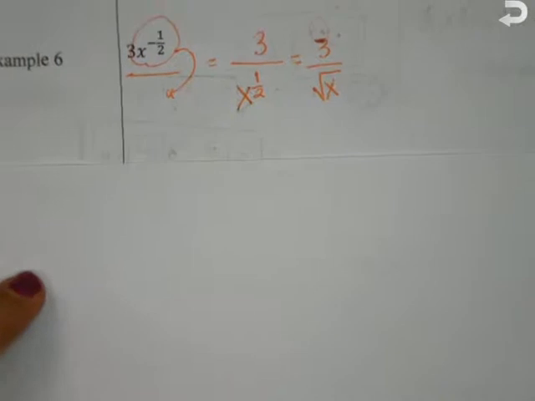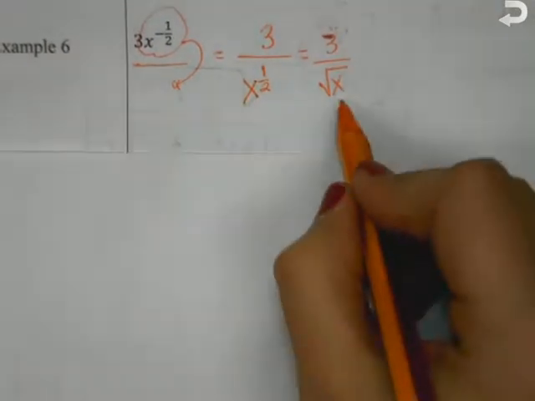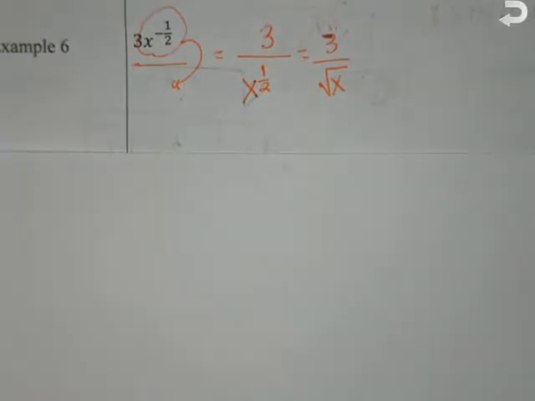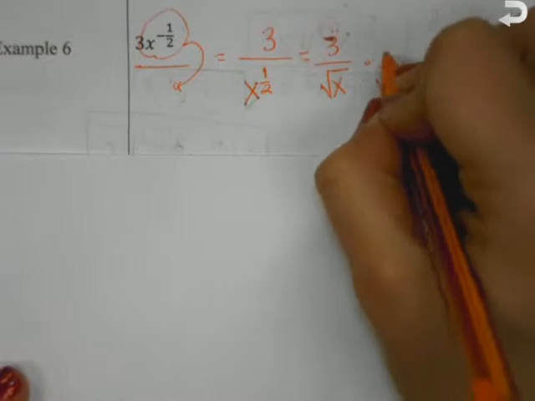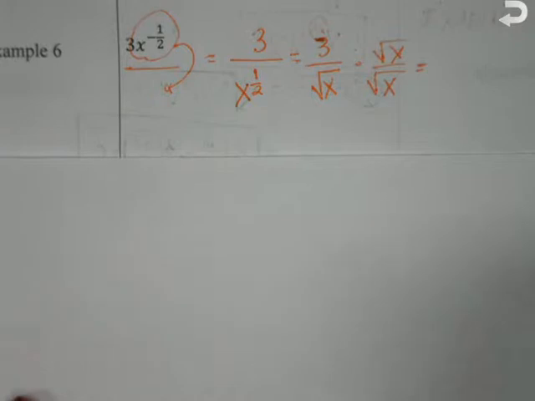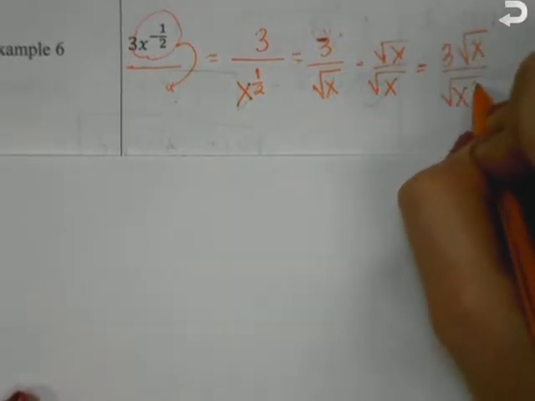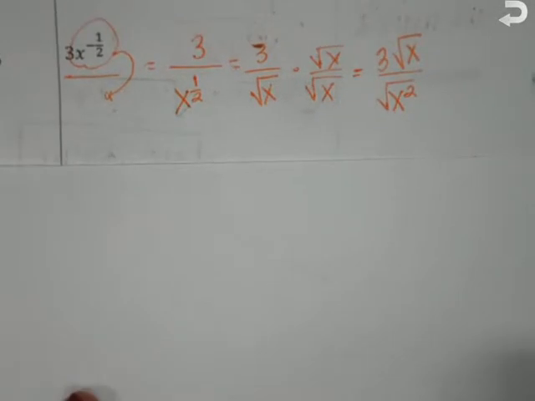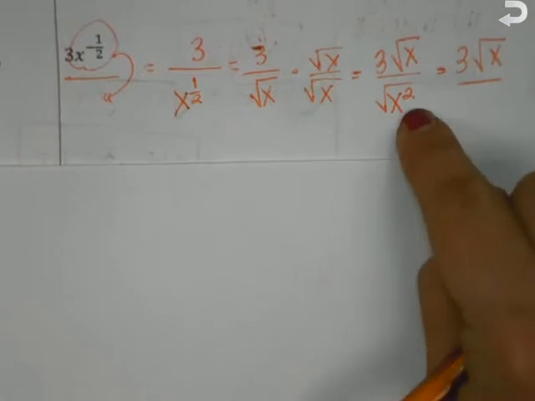Okay, if I'm taking the square root of x, how many x's do I need in order to cancel with the square root? 2. So how many am I missing? 1. So multiply top and bottom by the square root of x. That's going to give me 3 square root x all over the square root of x squared, which is 3 square root x over, what's the square root of x squared? x. I can't reduce any more, so that is my answer.